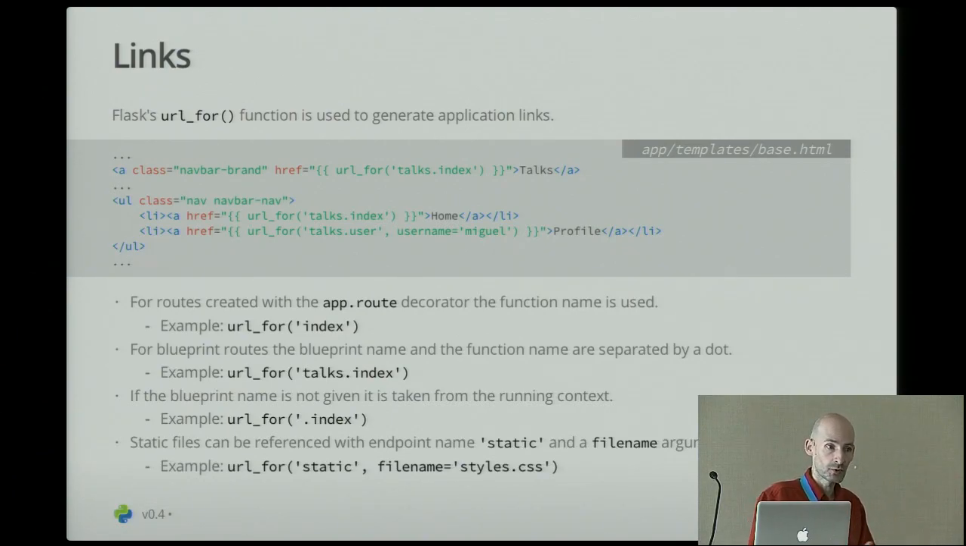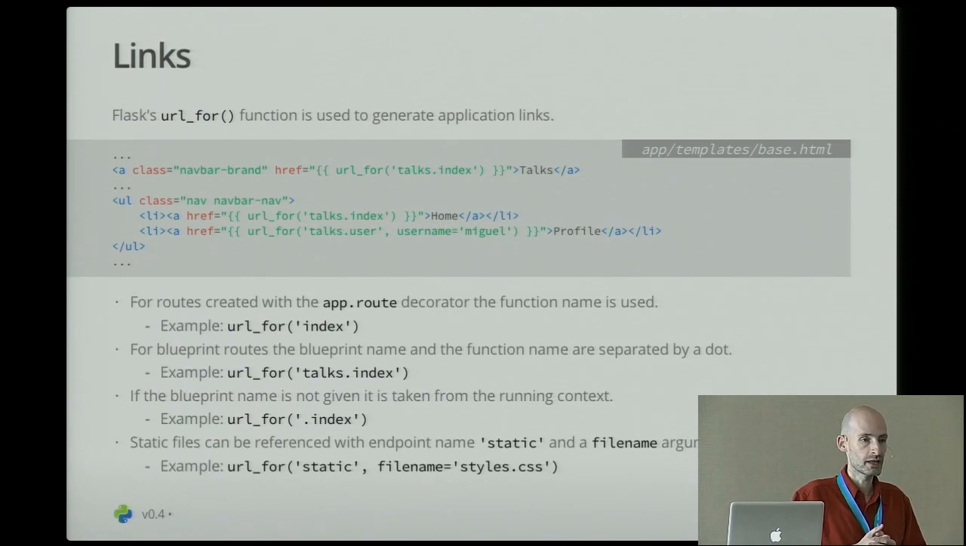So when you do use blueprints, as I said before, you can have name collisions. In this example, we have index and user. You can have another blueprint that defines index or user as well. And the way to make them unique is to prefix them with the blueprint name. And that's why I say talks.index or talks.user.